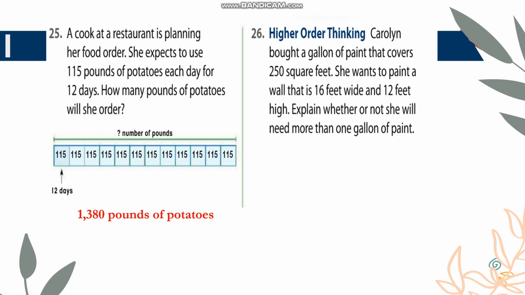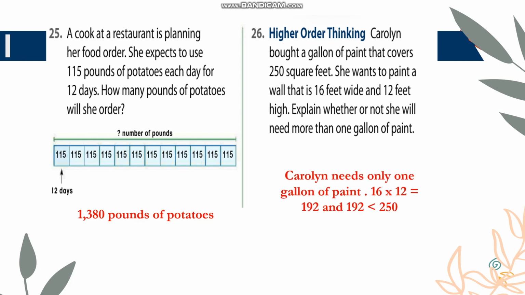26. Caroline bought a gallon of paint that covers 250 square feet. She wants to paint a wall that is 16 feet wide and 12 feet high. So explain whether or not she will need more than 1 gallon of paint. So what you're going to do is simply multiply 16 by 12 to get the area. Okay, so 16 multiplied by 12 is equivalent to 192.